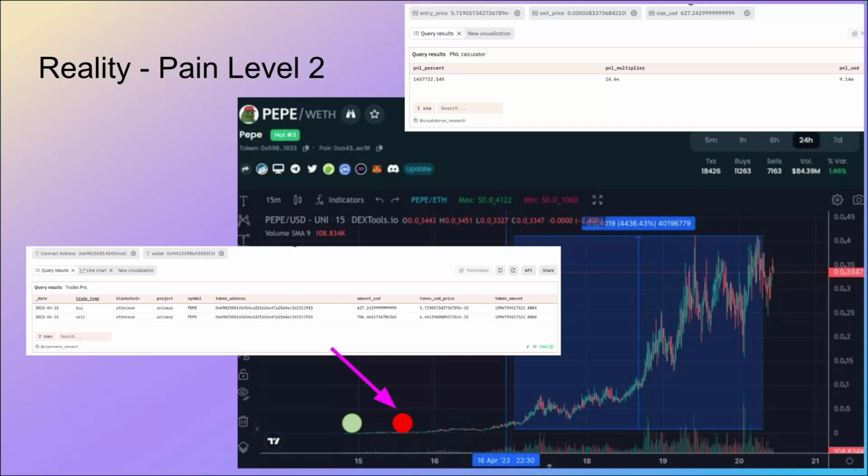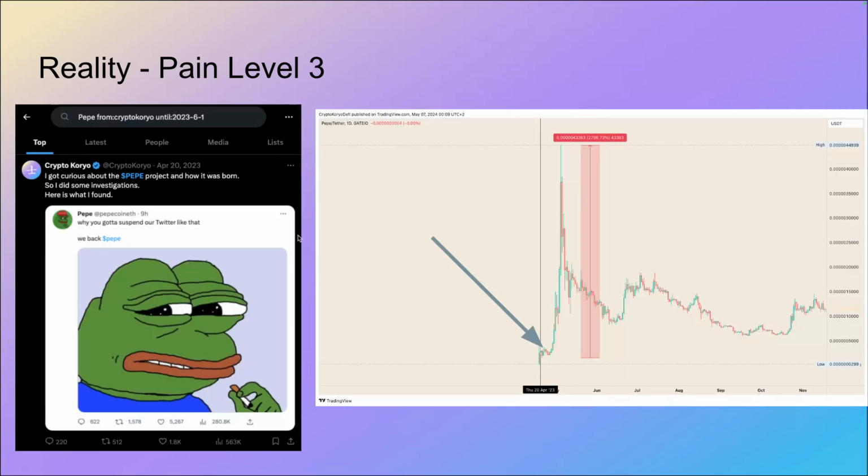Pain level 3: it's me here, writing the most viral thread about Pepe a few days after it was live and not trading it because I thought it was risky, and I decided not to trade it, although I did an investigation and a lot of research about it. So that's pain level number 3. You write about it, you don't buy it, and then the thing does 20x. We are learning every day, right?